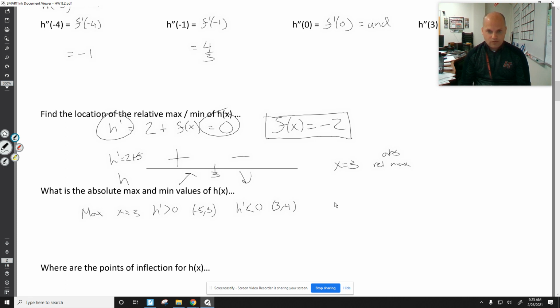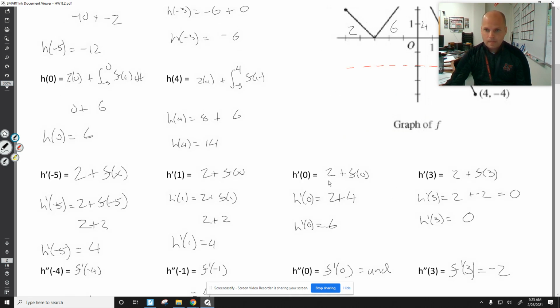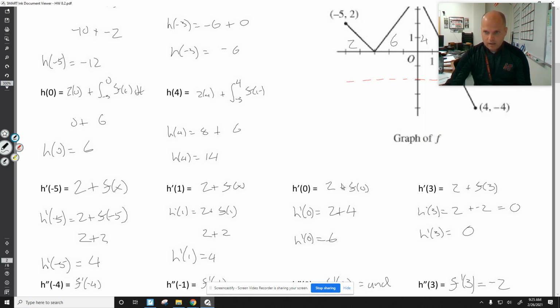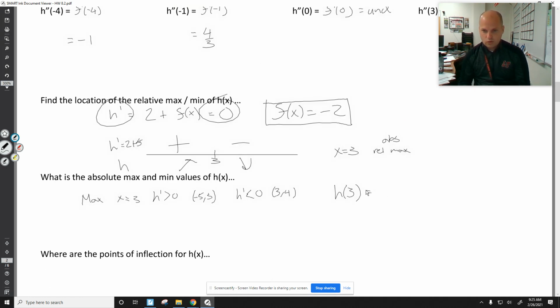So all I need to do is find what h of 3 is. I found what h of 3 is earlier. Nope. All right, let's find it. Okay, so go back to just the equation. H of 3 is 2 times 3 plus the area from negative 3 to 3.